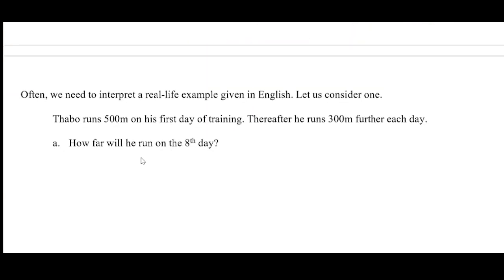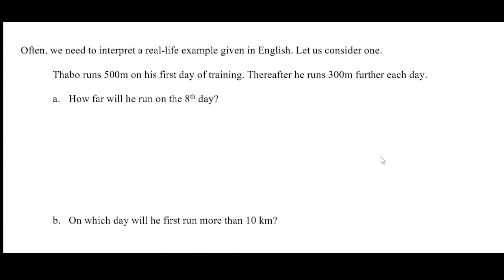Right, let's look now at a kind of real-life example of a sequence. Right, Thabo runs 500 meters on his first day of training. Thereafter, he runs 300 meters further each day. How far will he run on the 8th day? Well, let's write down a few terms. On day 1, he runs 500. On day 2, he runs 800. On day 3, he runs 1100.